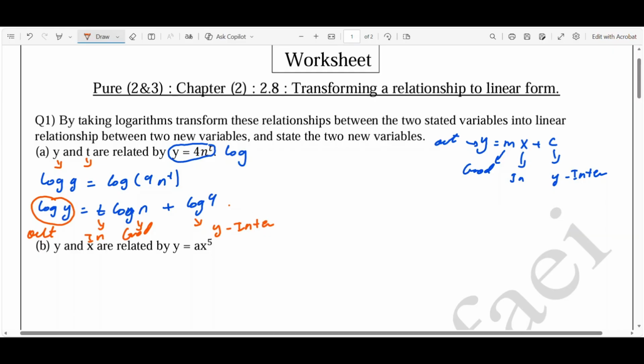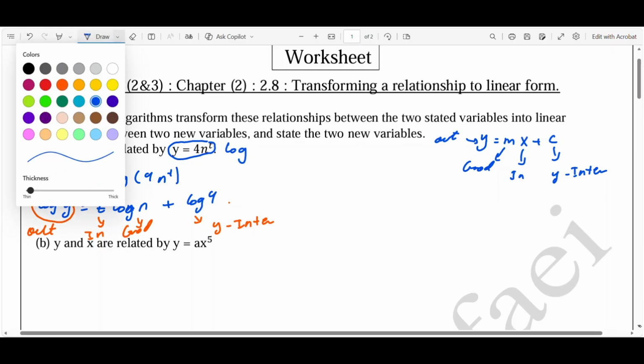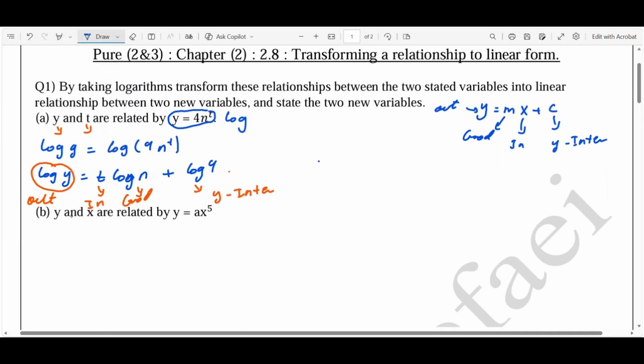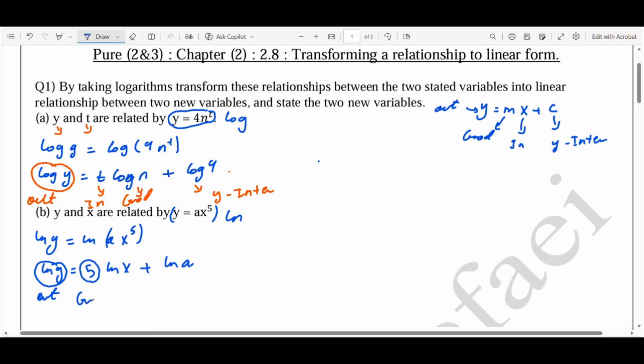Okay, let's move to the second example. I'm talking about y and x. The two variables y and x are related by this exponential equation. I'm going to multiply by ln. So ln y equals ln a times x to the power 5. I'm going to use the logarithmic rules. ln y equals 5 ln x plus ln a. This is the output, this is the gradient, this is the input, and ln a is the y-intercept.